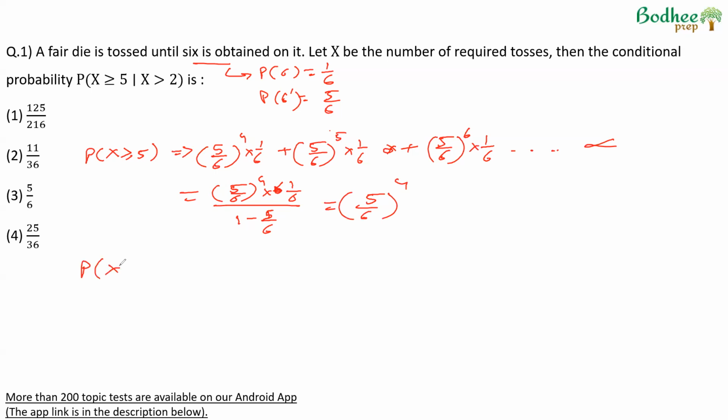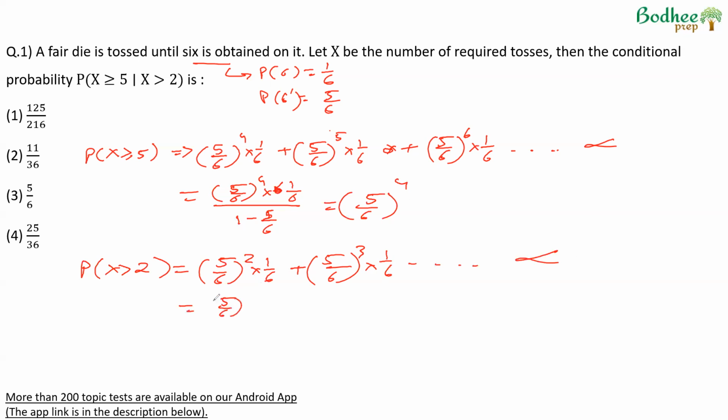What is the probability that x is greater than 2? So we should not get a 6 in the first 2 tries, which means (5/6) raised to power 2. In the third try, we can get a 6. If this does not happen, we will not get a 6 in the first 3 tries. In the fourth try, we'll get a 6, and so on up till infinity. So this will become (5/6) whole square into 1/6, a upon 1 minus r. So this will be (5/6) whole square.